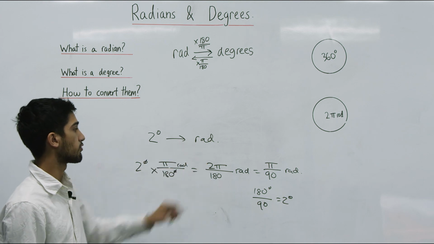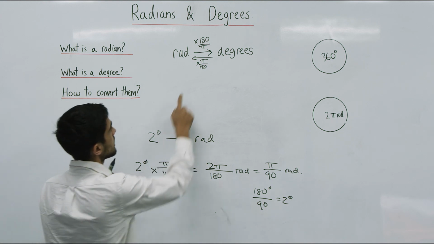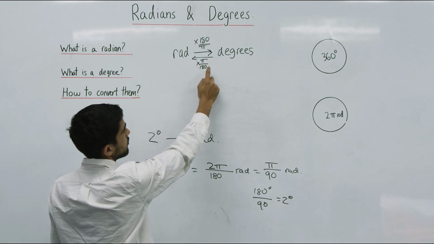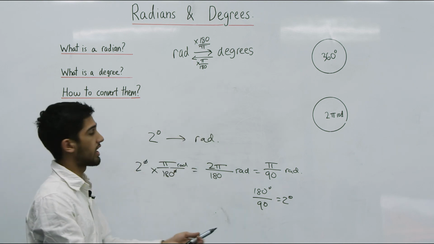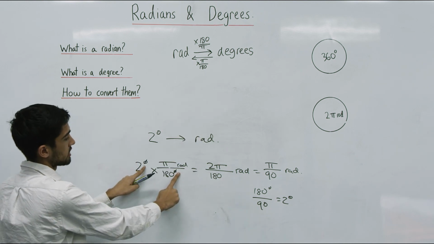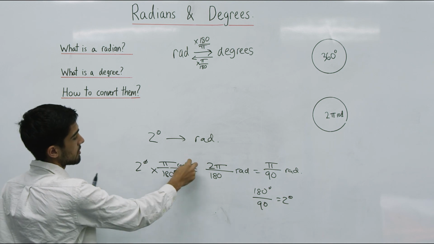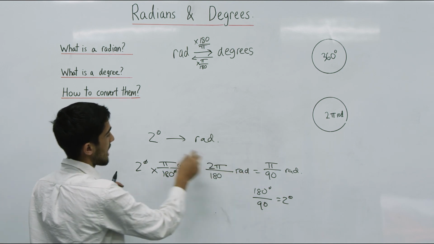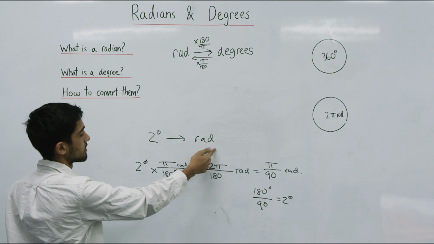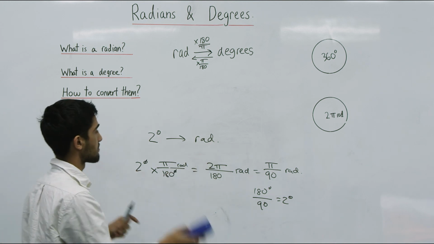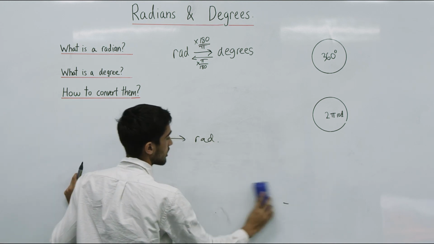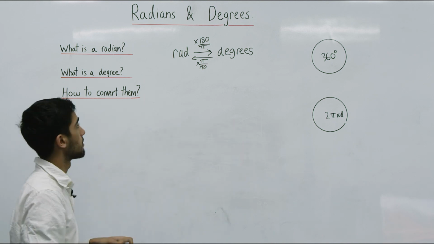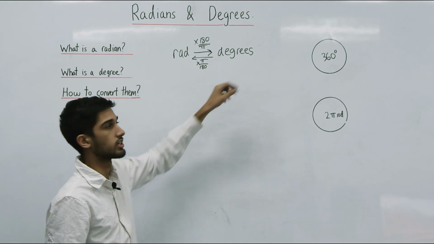So that's how you convert from degrees to radians. It's as simple as multiplying by pi over 180. The reason we have 180 on the bottom is the degrees will cancel, and the reason we have radians on the top is we'll be left with radians, and that way we can convert from degrees to radians. Now the exact opposite happens when you convert from radians back to degrees.